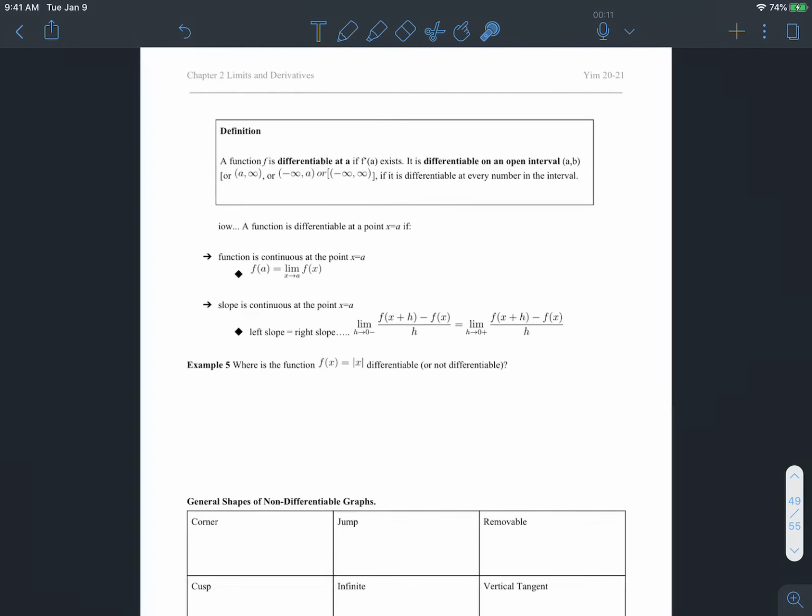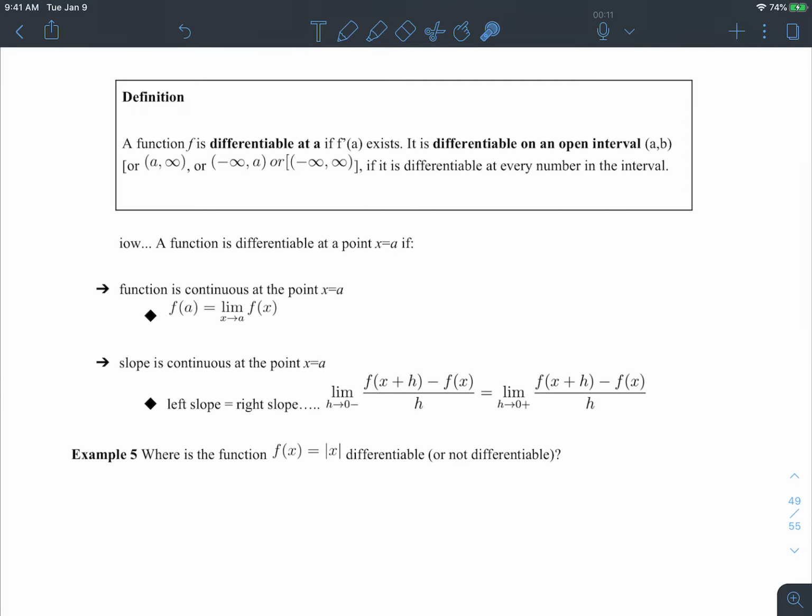All right, guys. So we have some definitions of what is differentiable, right? A function f is differentiable at a, right here, guys, if f prime of a exists. And it is differentiable on an open interval (a, b), or any one of that, if it is differentiable at every number in the interval. As long as it is differentiable on every number in the interval, we say that the function is differentiable.